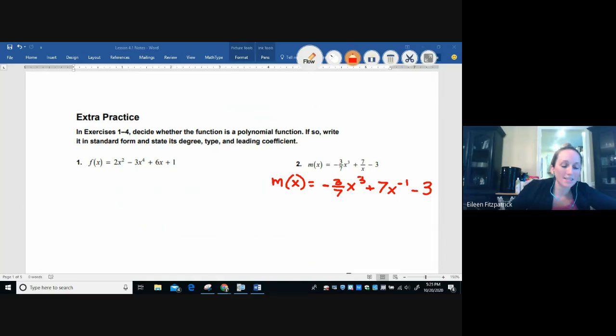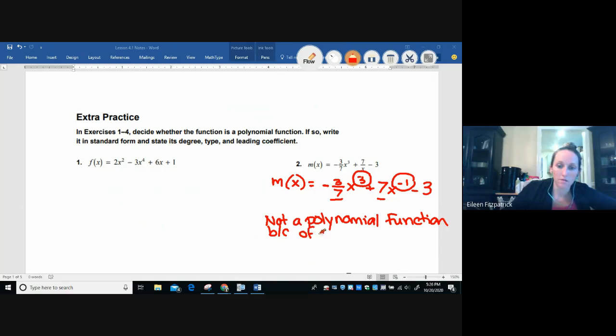Okay, so is it a polynomial function? Does it have all coefficients that are real? Yep, they're all real numbers. Does it have all whole numbers for exponents? No, it does not. -1 is not a whole number. So it's not a polynomial function because of negative exponent.